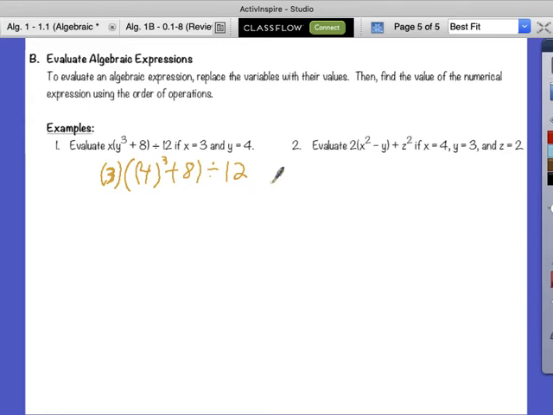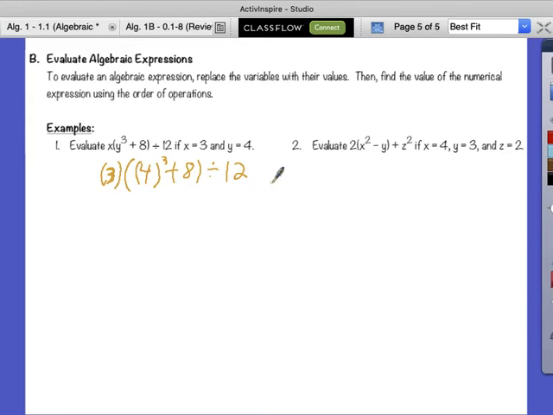Everything else here is the same. We still have something being cubed inside the parentheses. We still have it being added 8. We still have it being divided by 12. So now, if I just gave you this one, does that look pretty similar to what we just had? Yeah. So now we can evaluate this one.